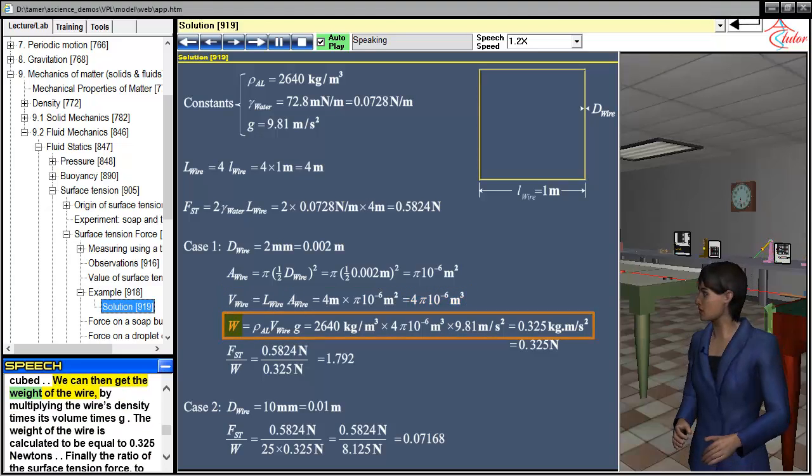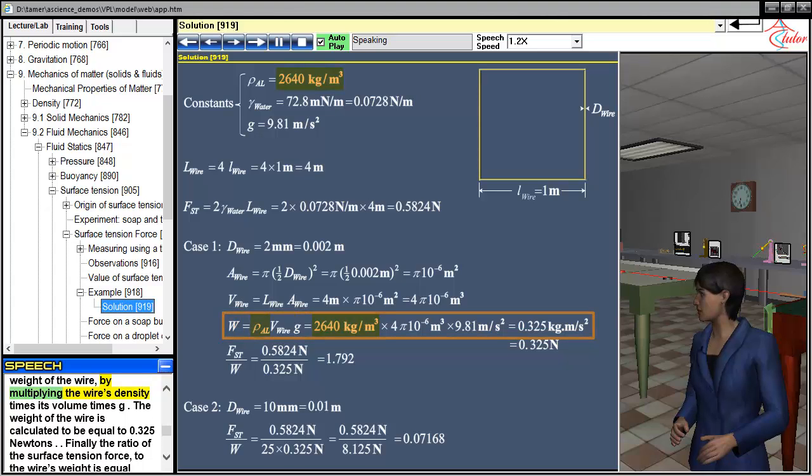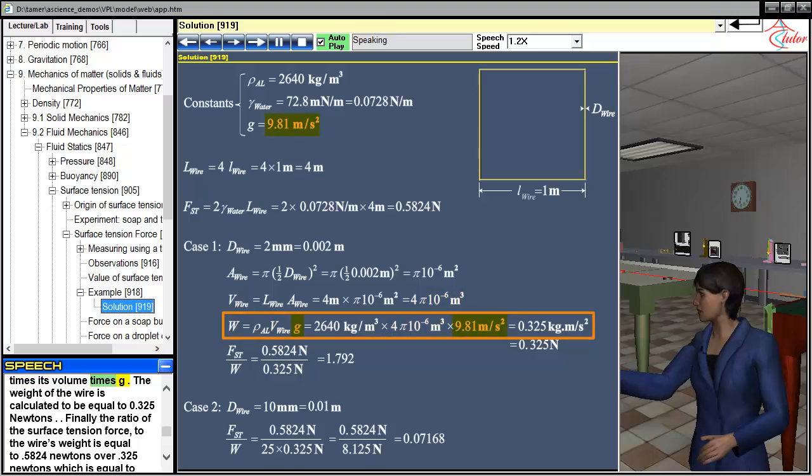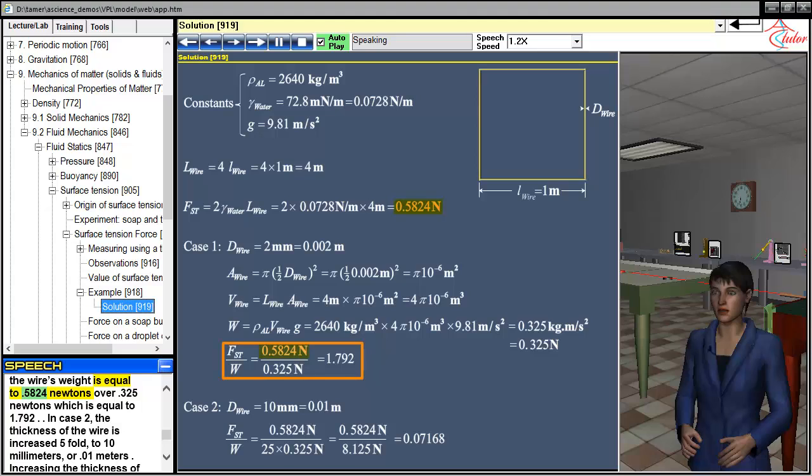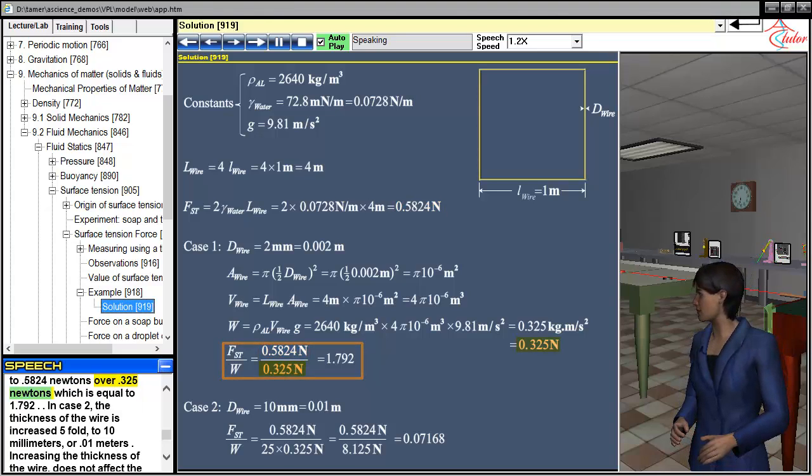We can then get the weight of the wire by multiplying the wire's density times its volume times g. The weight of the wire is calculated to be equal to 0.325 newtons. Finally, the ratio of the surface tension force to the wire's weight is equal to 0.5824 newtons over 0.325 newtons, which is equal to 1.792.